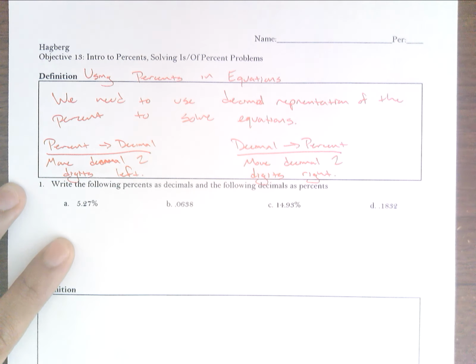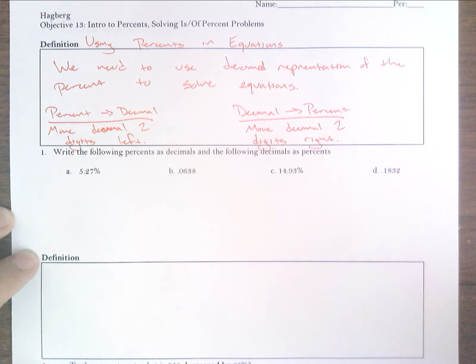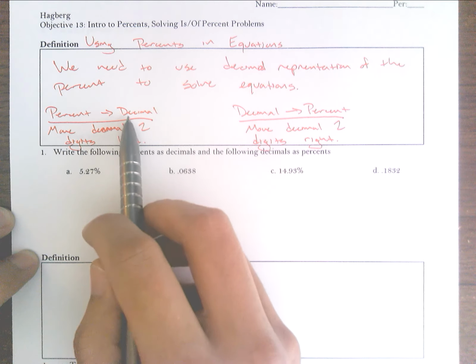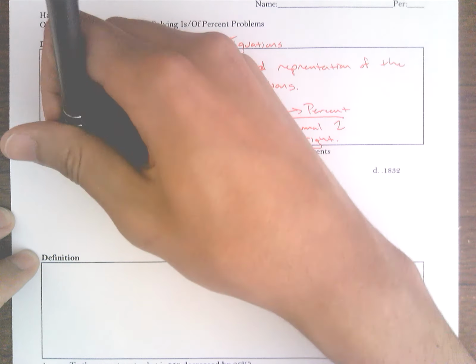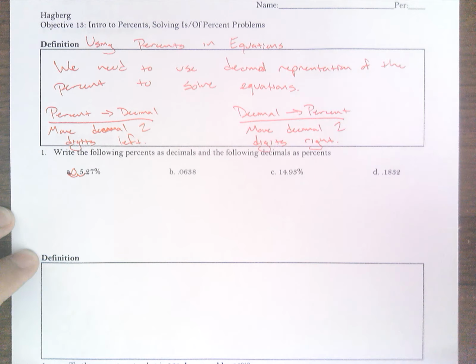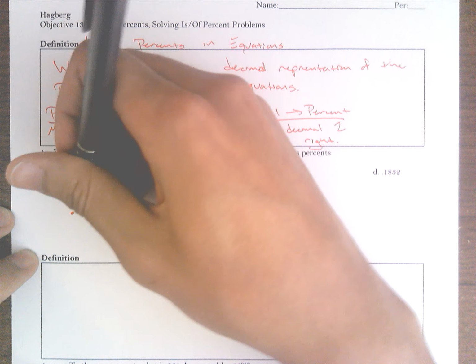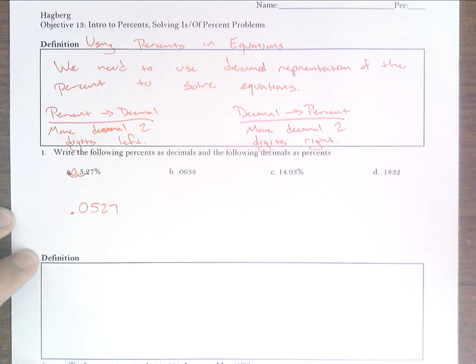So let's try a few examples. 1A, we have 5.27%. This is a percent. So to go to decimal, we have to move the decimal 2 digits to the left. So we're going to take our decimal place and we're going to go 1, 2, 2 digits to the left. So our decimal is now here. And we have to use a 0 placeholder. So as a decimal, this is 0.0527.